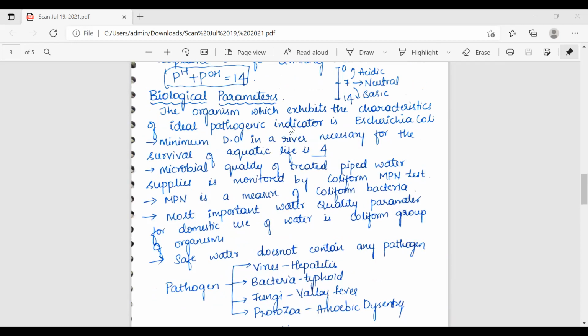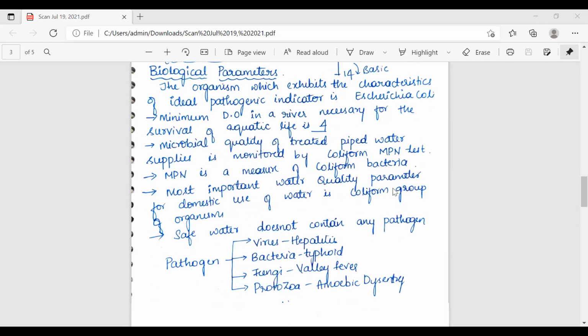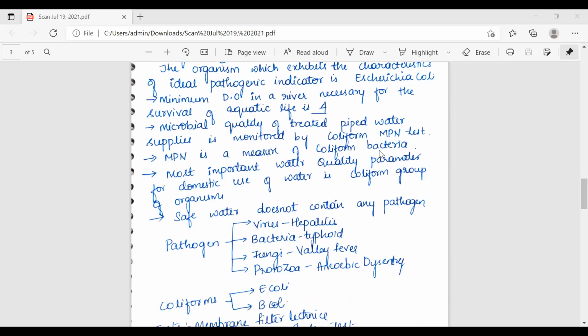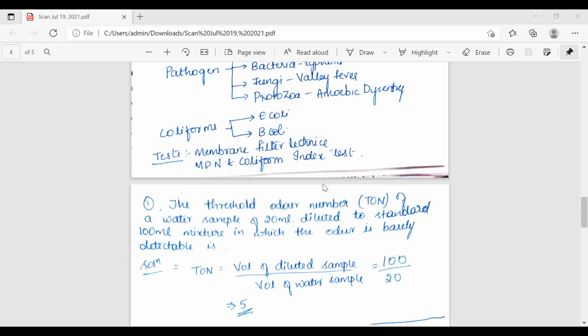Whatever I've written here is important from the exam point of view. The ideal pathogenic indicator is Escherichia coli. The minimum dissolved oxygen for aquatic life is 4. The microbial quality of treated piped water supply is monitored by the coliform MPN test. MPN is one of the tests conducted to determine coliform bacteria. The water quality indicator for domestic use of water is the coliform group of organisms.